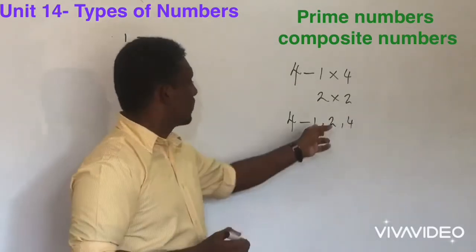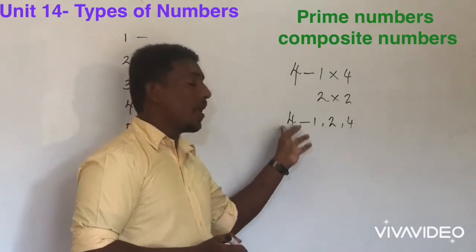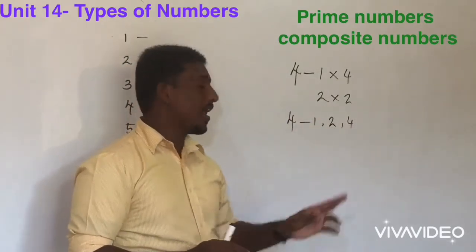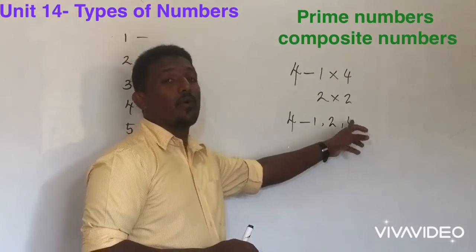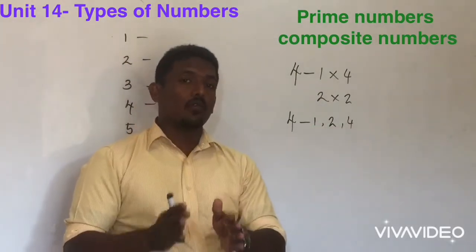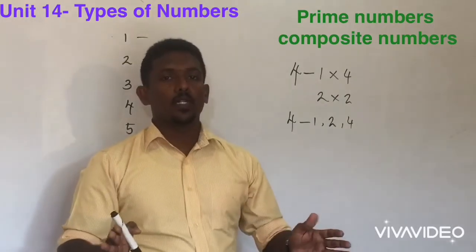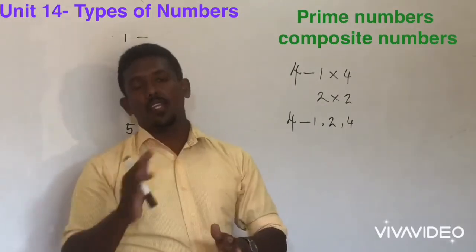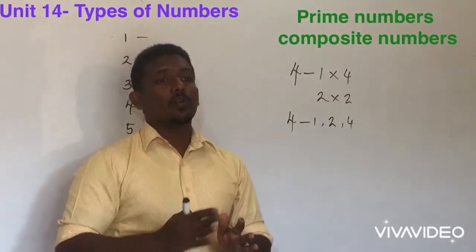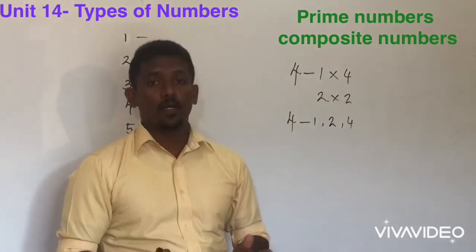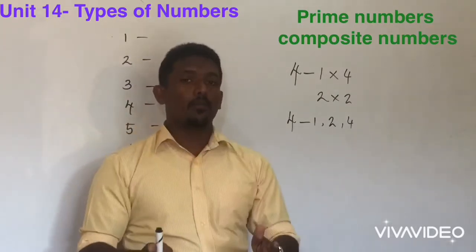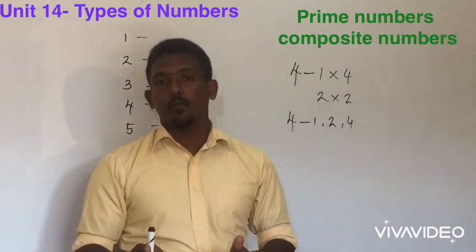By 1, 4 is divisible, and also by 2, 4 is divisible without remainder, and finally 4 is divisible by itself, by 4, right? Definitely 1 and the same number are factors of any number. That means any number can be divided by 1 and the same number without remainder. Therefore, 1 and the same number are factors of any number, right?